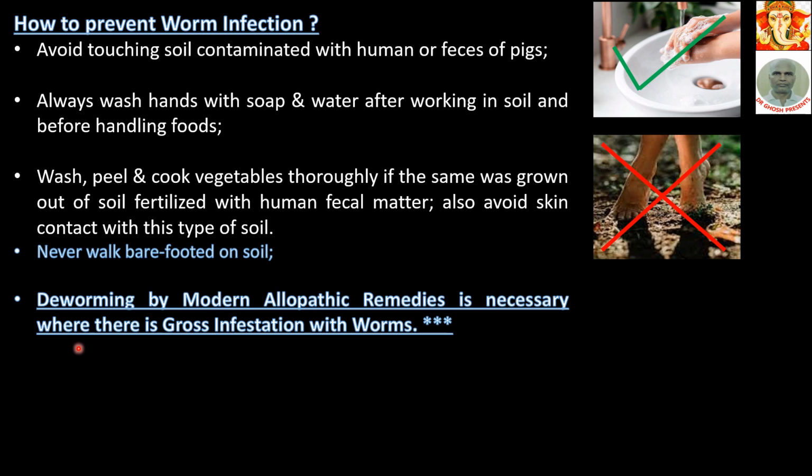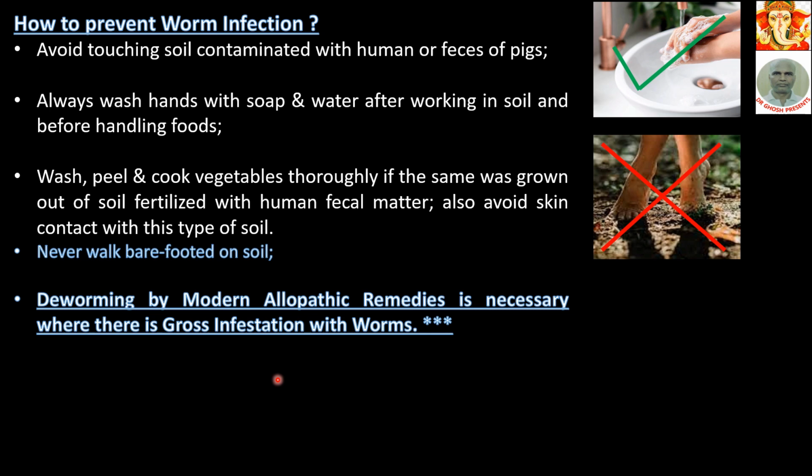Finally, deworming by modern allopathic remedies is necessary when there is gross infestation with worm. We have to admit it, mind it. It is required. You may be a homeopathic physician, you may be a physician of tissue salt therapy, but mind it, when there is gross infestation, the whole system is fully attacked with these types of worms, then deworming by modern allopathic remedies is necessary, and we have to admit it. This is important.